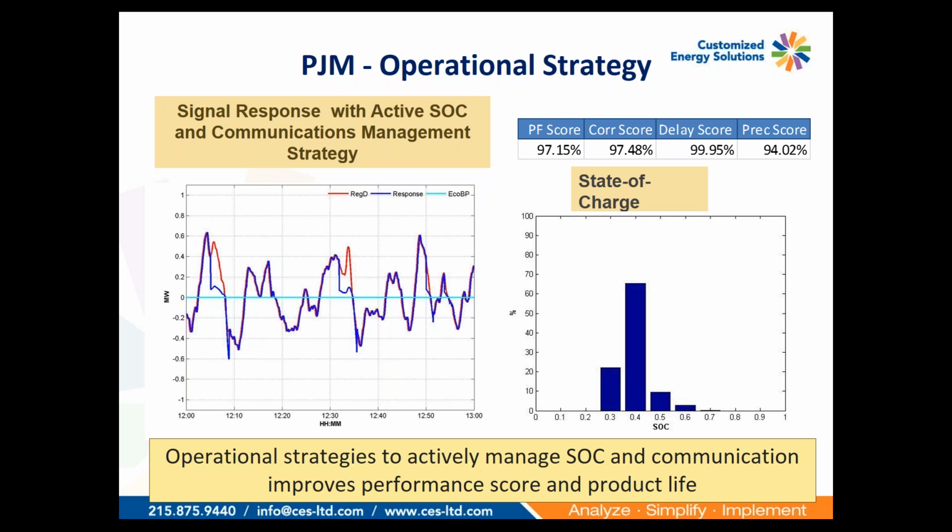So that also affects the performance. So now the performance score has improved to 97%, and more importantly, state of charge has moved towards the middle, indicating the life of the asset has improved. So this is the operating strategy that one may implement in the field.